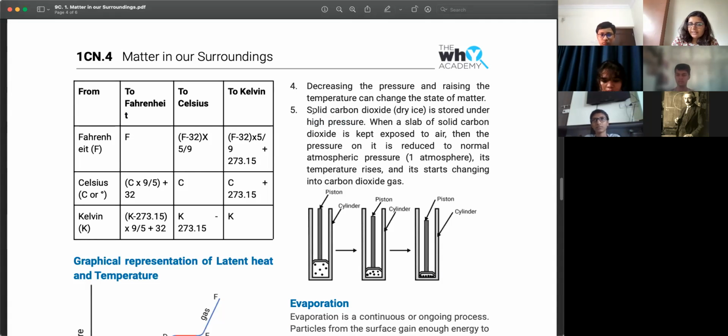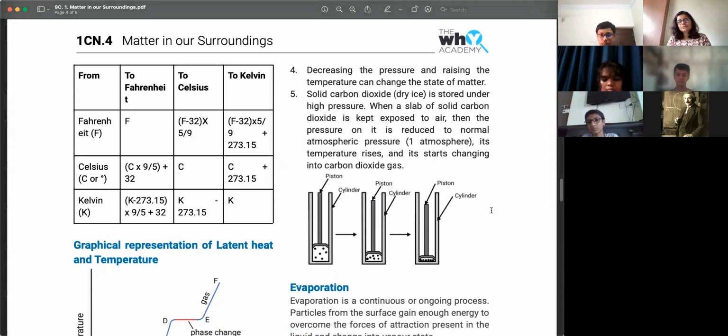So dry ice is stored under high pressure to keep it solid. When you change the pressure, its state also will change. A slab of solid carbon dioxide kept exposed to air, with pressure reduced to normal atmospheric pressure, and the temperature also rises, starts changing into carbon dioxide gas. As long as you keep it stored, nothing will change. But once you change its conditions, whether pressure or temperature, its state also will change.